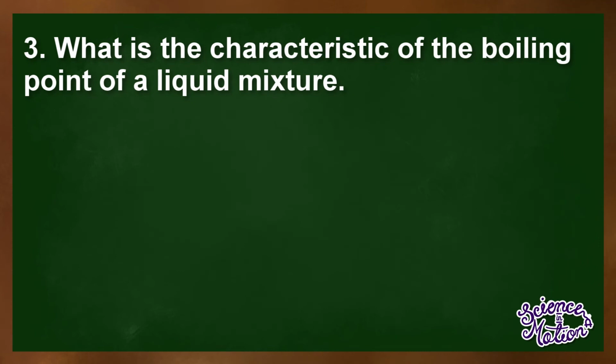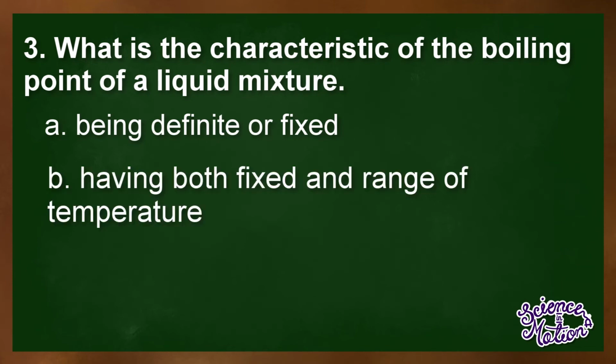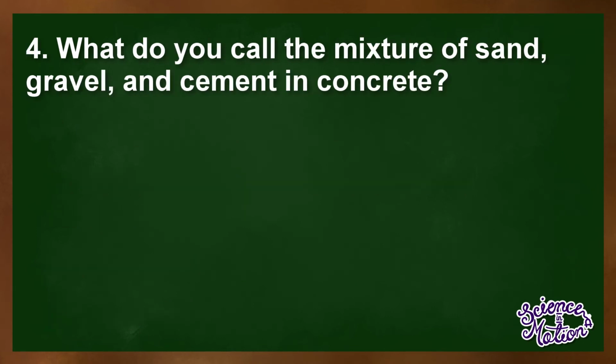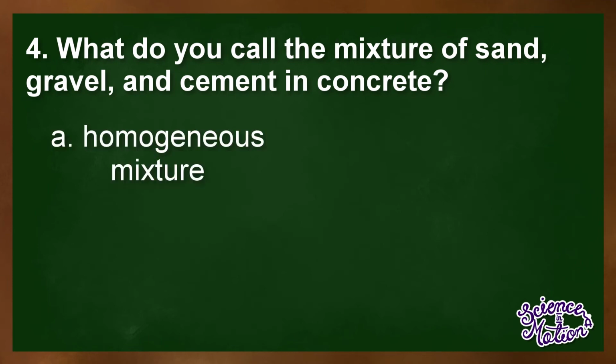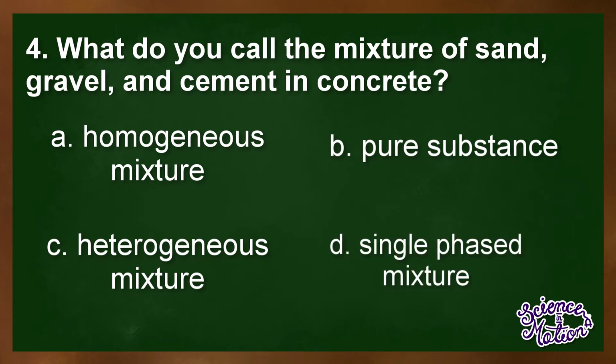3. What is the characteristic of the boiling point of a liquid mixture? A. Being definite or fixed, B. Having both fixed and range of temperature, C. Having a range of temperature, or D. None of this. Number 4. What do you call the mixture of sand, gravel, and cement in concrete? Is it A. Homogeneous mixture, B. Pure substance, C. Heterogeneous mixture, or D. Single-phase mixture?